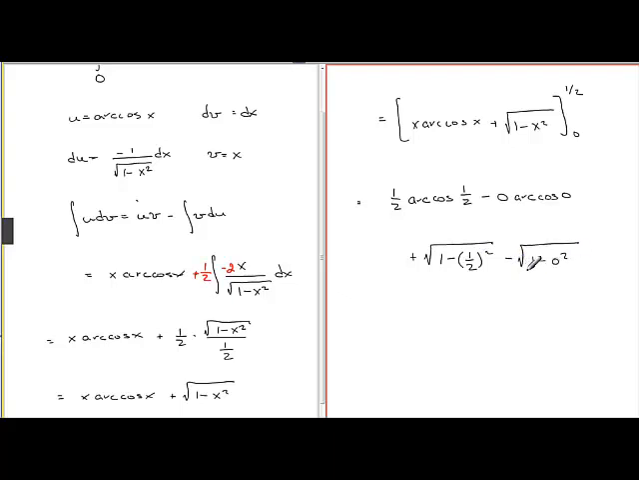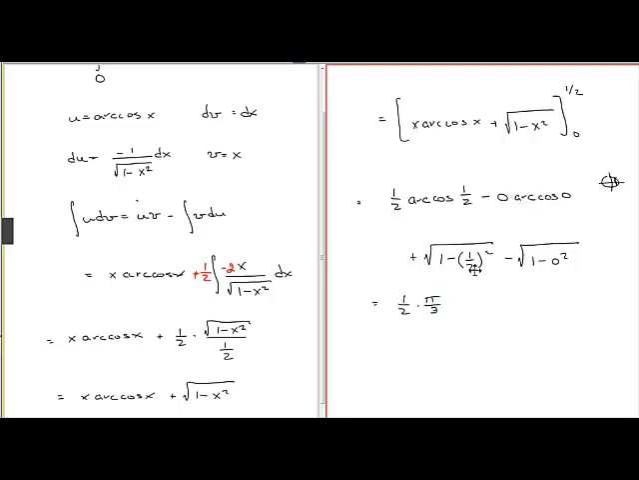Well, the angle whose cosine is 1/2 is going to be either pi over 6 or pi over 3. If you think about a unit circle, cosine is the x value. So when x is 1/2, that's halfway between the origin and the outside of the circle. That's going to come up to here, and that's going to intersect it at pi over 3. So we're going to get 1/2 times pi over 3. This is going to be 0.